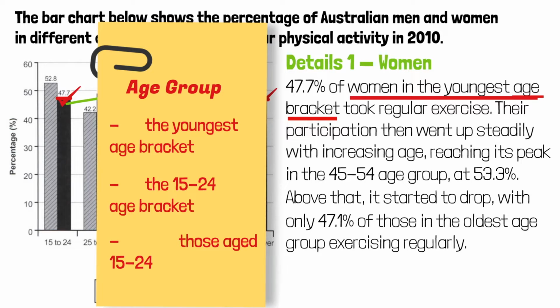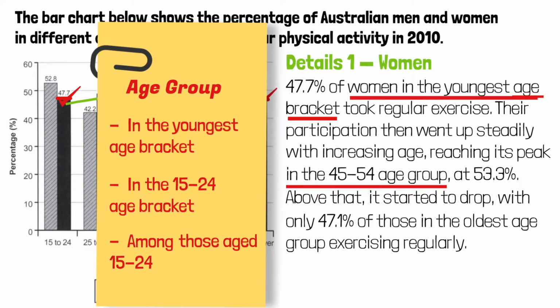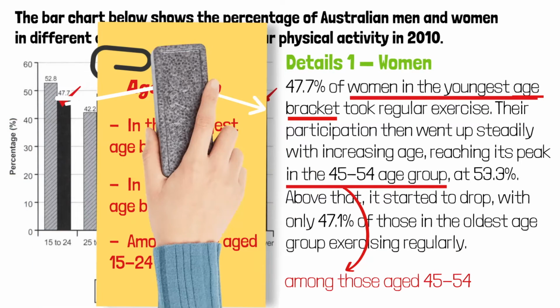If you use age group or age bracket, then the preposition you need is in an age group, or in an age bracket. However, if you use something like women aged 15 to 24 or those aged 15 to 24, then you can use either in or among, but really among is better. Reaching its peak in the 45 to 54 age group, but among those aged 45 to 54.